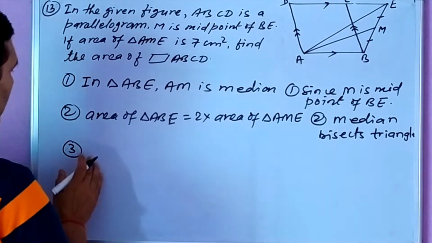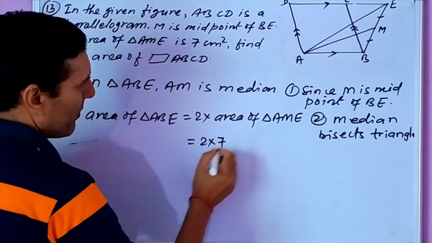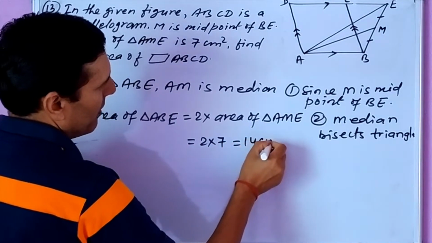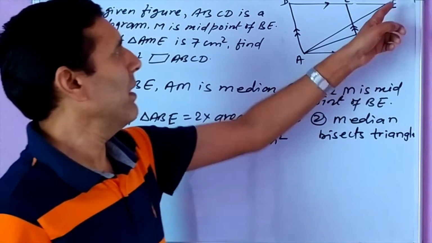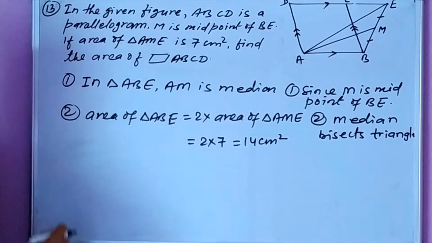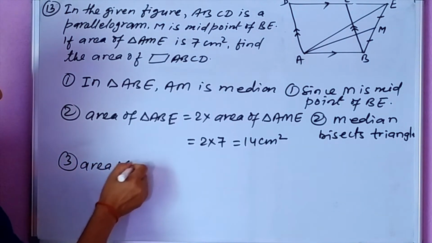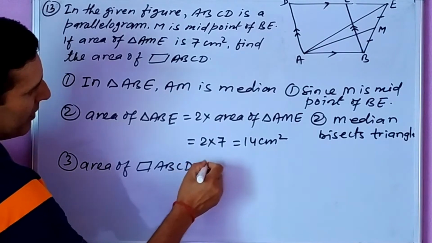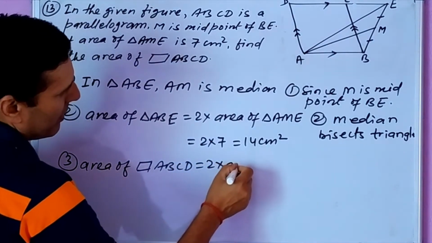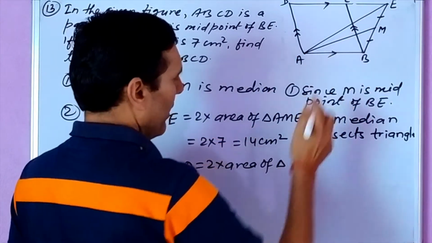Number 3. Okay, let's complete this. 2 into 7, so it is 14 square centimeter. Area of triangle ABE is equal to 14 square centimeter. Therefore, area of parallelogram ABCD is equal to 2 times area of triangle ABE.